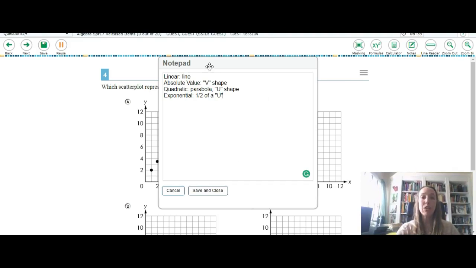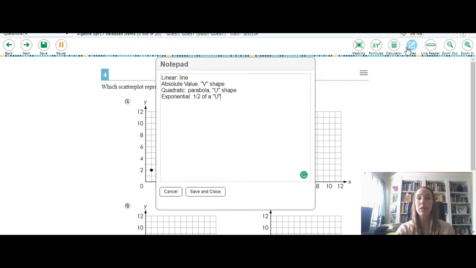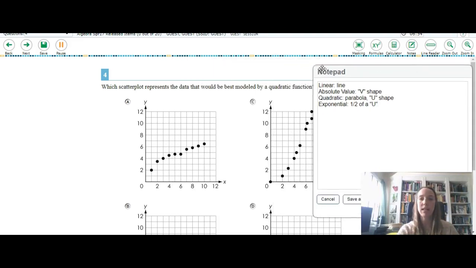Okay, so if it helps you to make these notes when you're doing these types of questions, you're welcome to use the notes right up there just to lay out what you remember, just to give you a reference when you get to these types of questions. So I'm going to go ahead and set this aside, and let's take a look at these scatter plots.